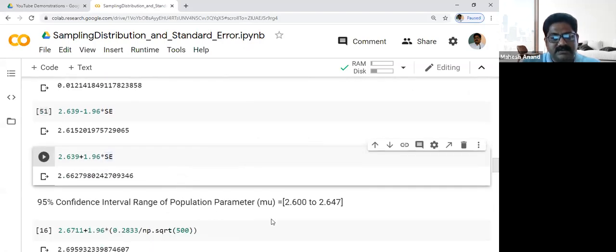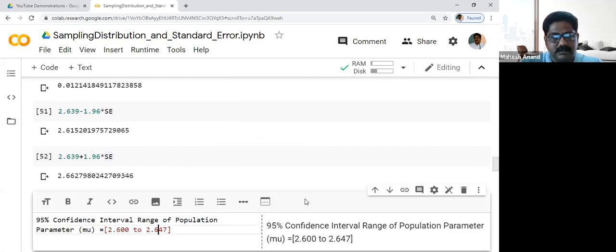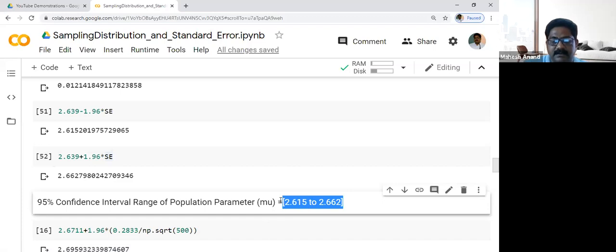You can see actually this is the correct range, 2.615 to 2.662. Since we only simulated the records, we know it very well. What is the mean value we have simulated? 2.65 kg. You can see that 2.65 kg is very well contained in the 95% confidence interval range.